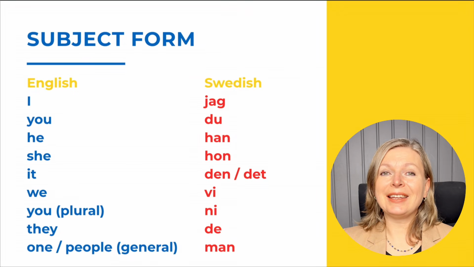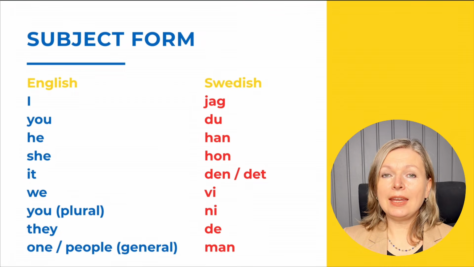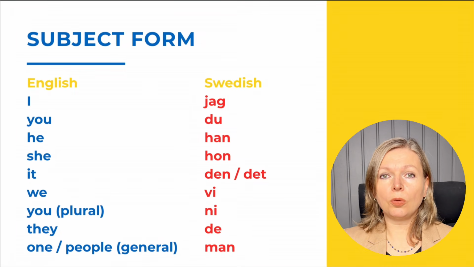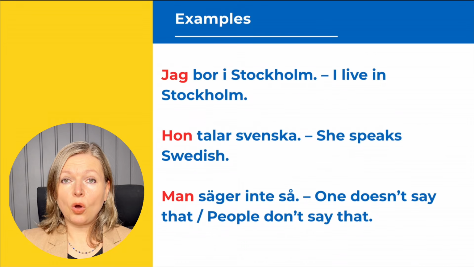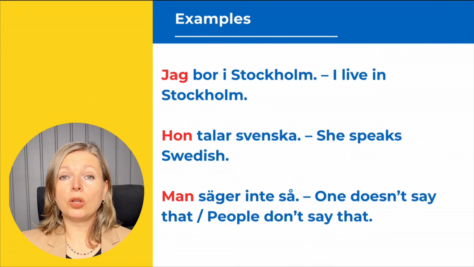We, vi. You in plural, ni. They, dom. Mind the pronunciation. It is spelled like de, but we pronounce it like dom. And then we have one or people in general. It will be man. Jag bor i Stockholm.